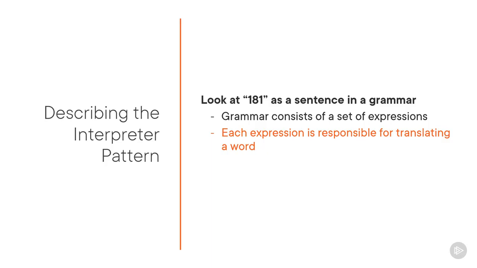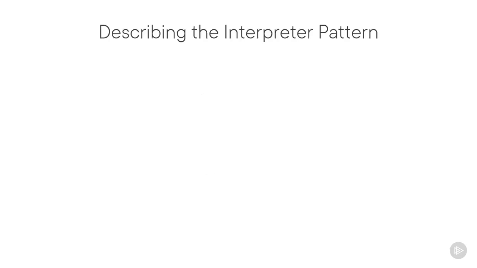So, we define a grammar through a set of expressions. You can call that a syntax tree. Each expression interprets a part of that syntax tree, which is a word. That means we don't need that huge switch statement anymore. What we do need is a way to define these expressions.